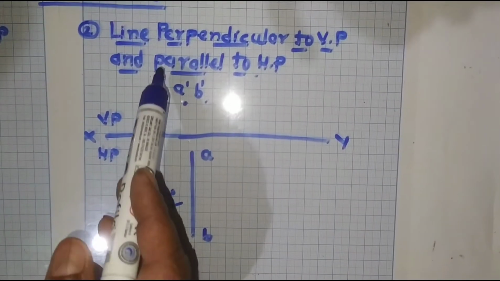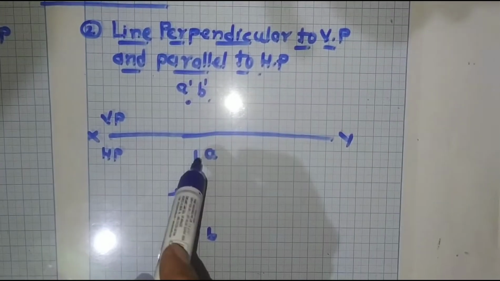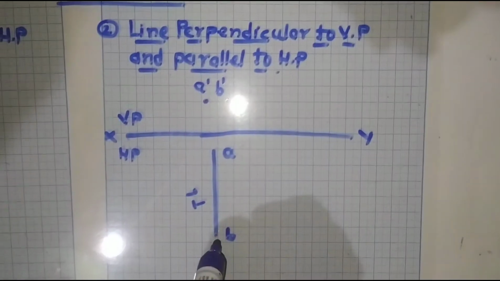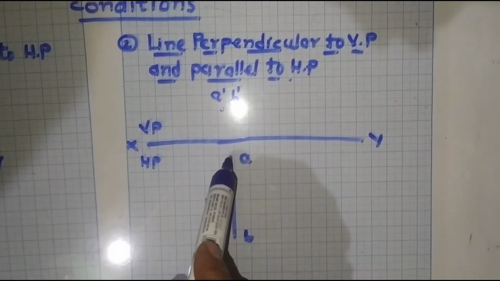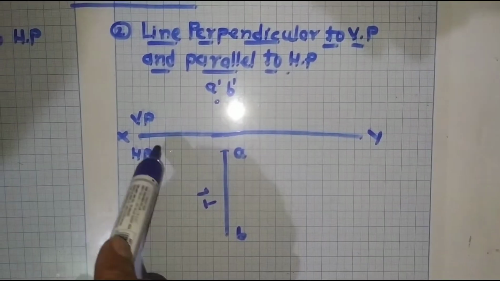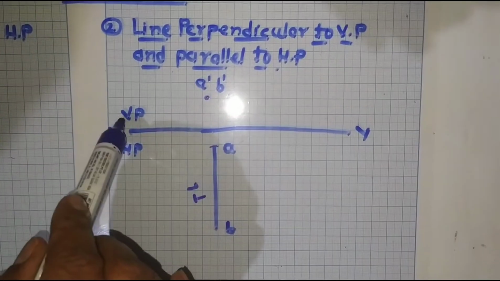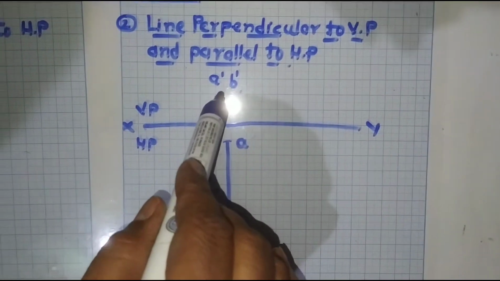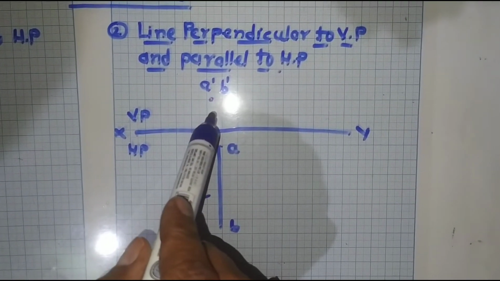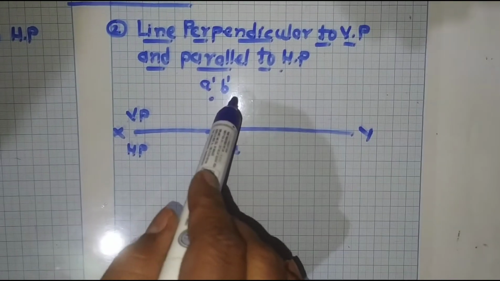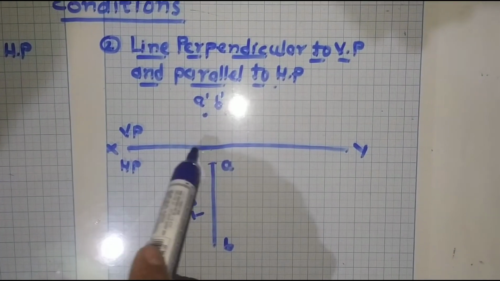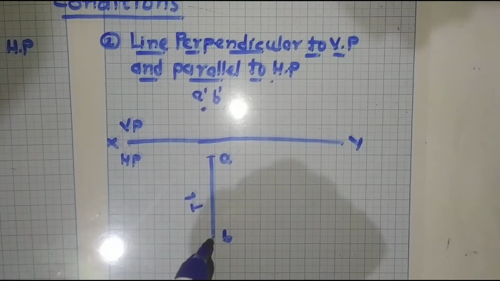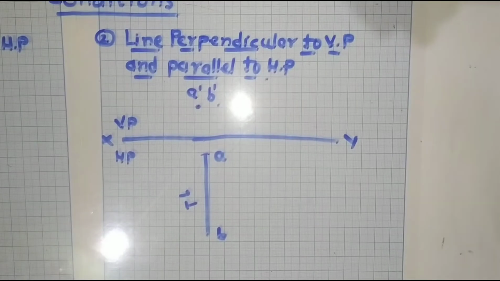Now here is the second condition. The line is perpendicular to VP and parallel to HP. Parallel to HP means that A and B in the top view give the true length. We take point A some distance below the XY line, which we have already studied as in front of VP. The front view is observed as a single point, because the line is perpendicular to VP, that is a dash b dash. Above HP means above the XY line, and in front of VP means below the XY line. This is the second condition.